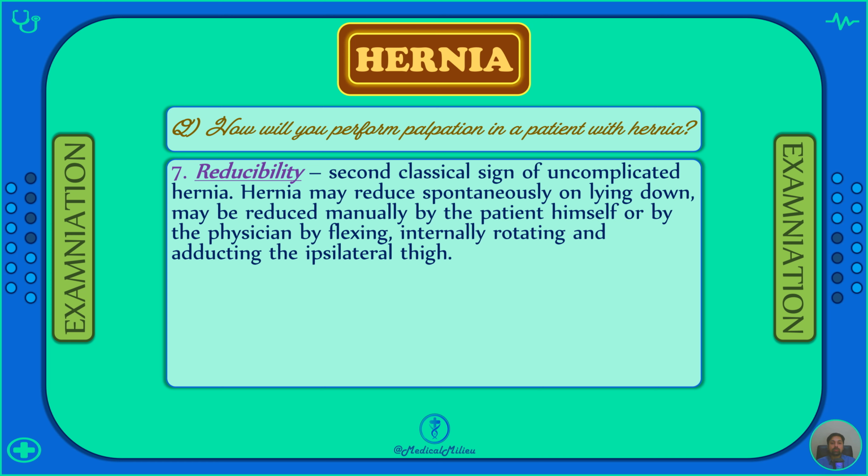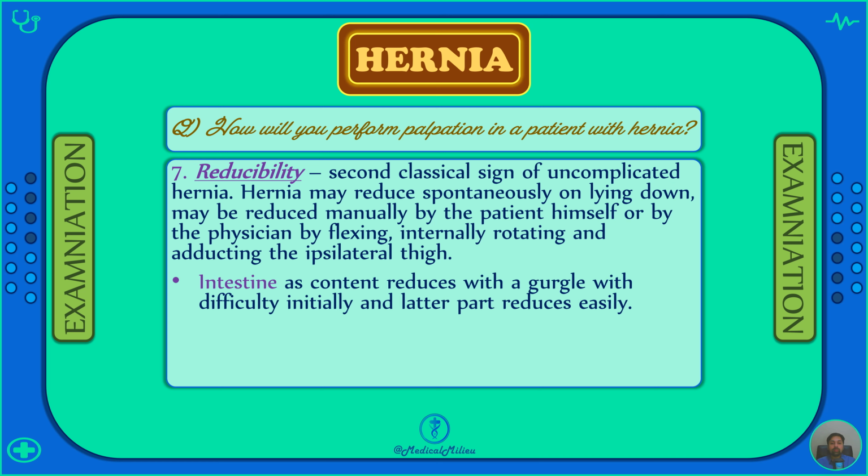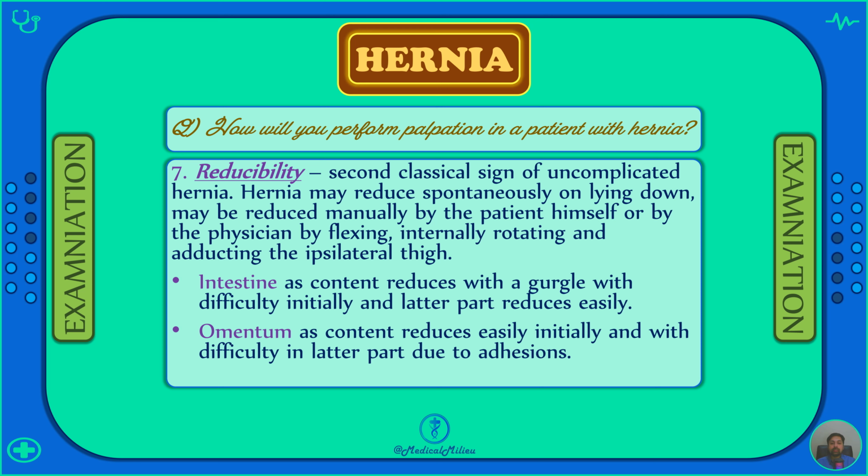Hernia may reduce spontaneously on lying down, may be reduced manually by the patient himself or by the physician by flexing, internally rotating and adducting the ipsilateral thigh. Intestine as content reduces with a gurgle, with a difficult initial part and the latter part reduces easily. Omentum as content reduces easily initially and with difficulty in the latter part due to the formation of adhesions.